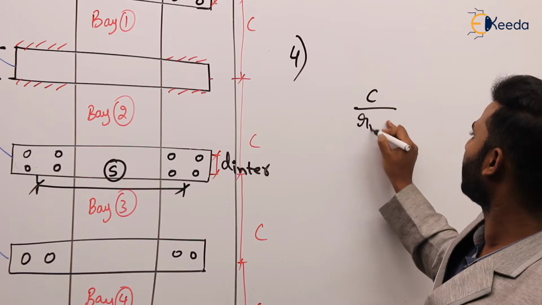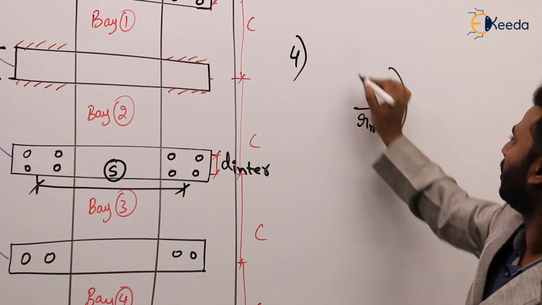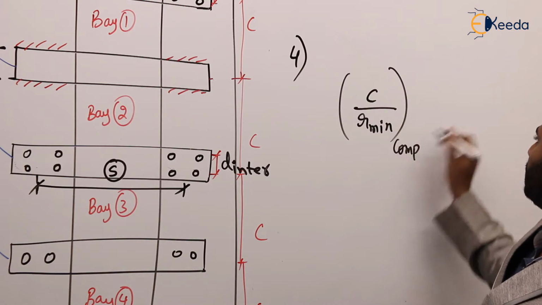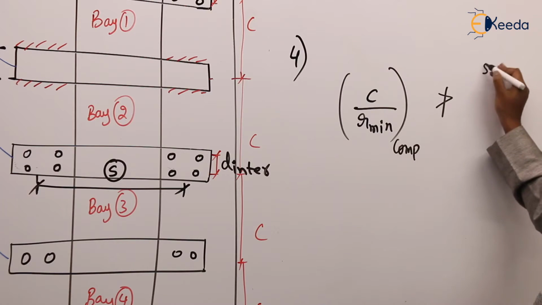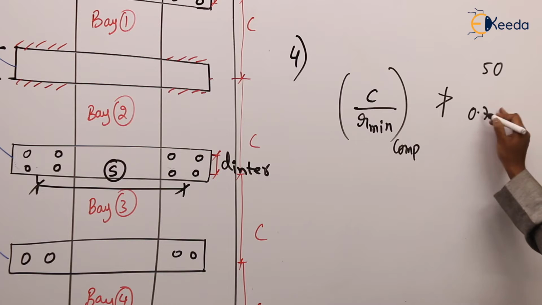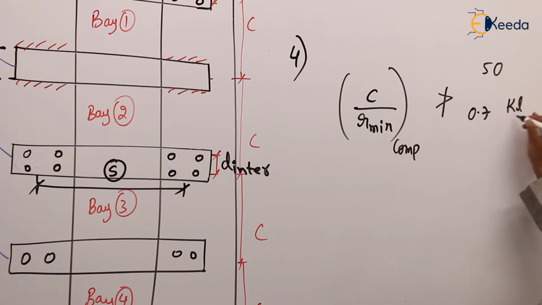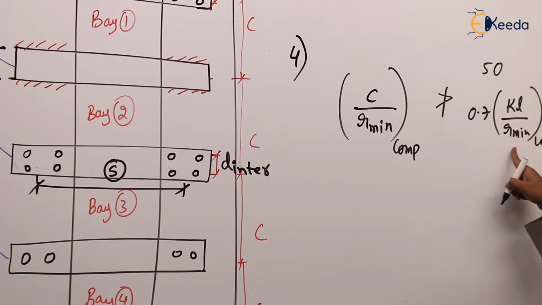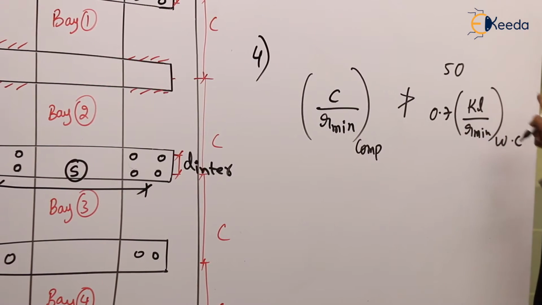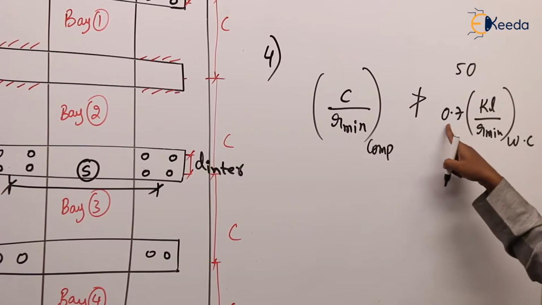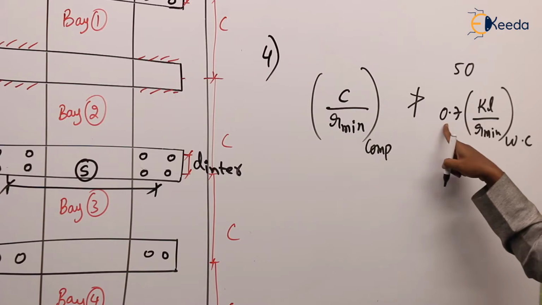C by R minimum of the component should not be greater than 50 or 0.7 times KL by R minimum of the whole column. So KL by R minimum is the slenderness ratio. For the whole column, first we have to calculate the slenderness ratio and multiply it with 0.7. So we are going to get one value, and 50.